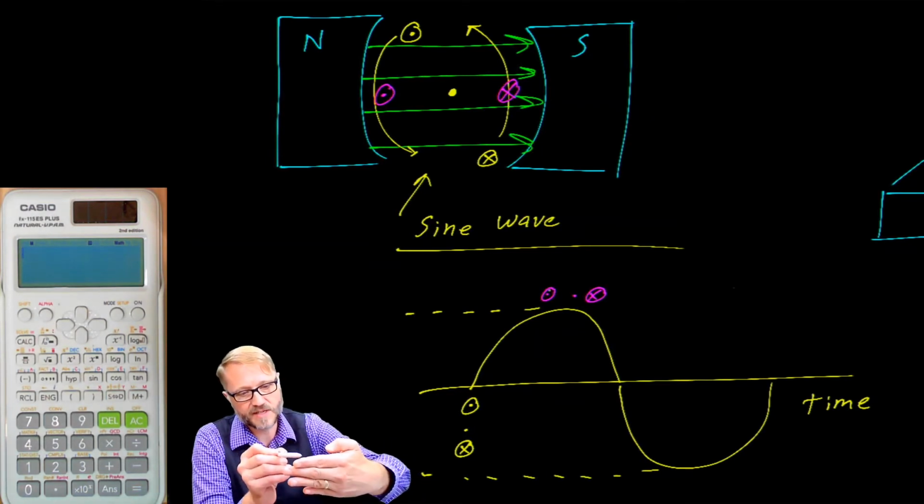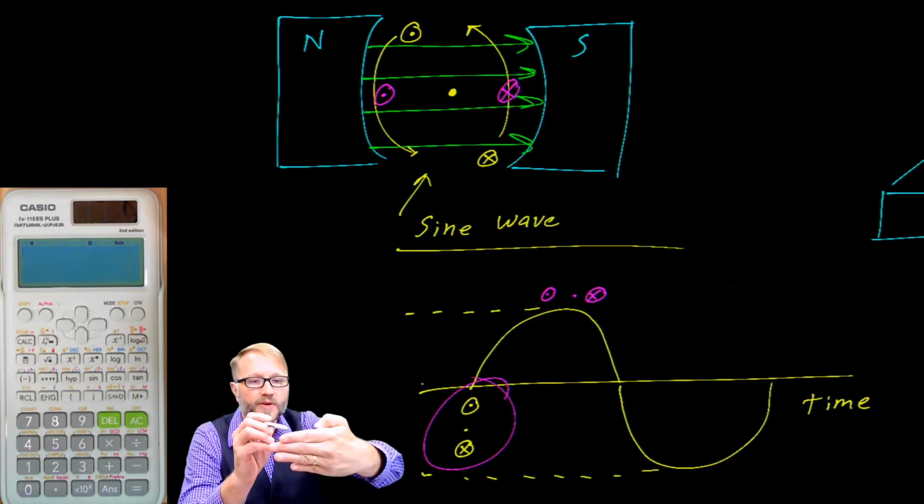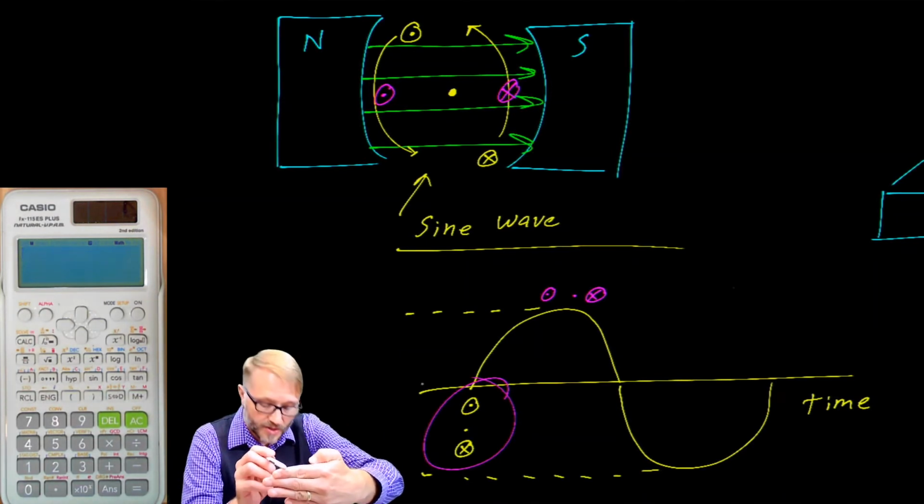However, in our original position, we were right here. And when you're here at the very top, we're talking about this position right here. When you're there, there is no flux lines being cut, so the voltage is 0.